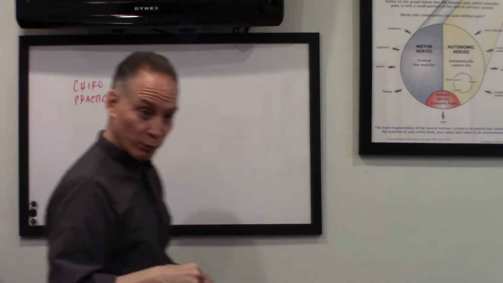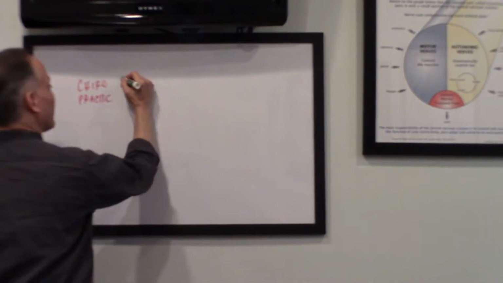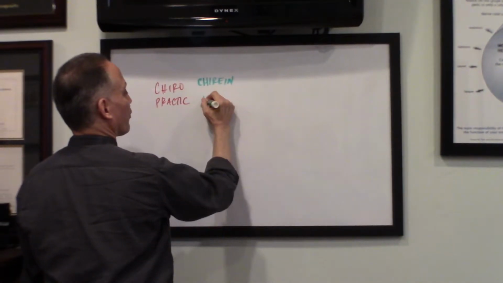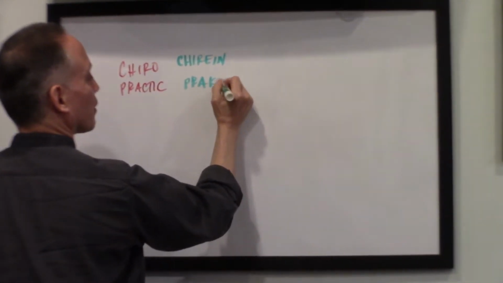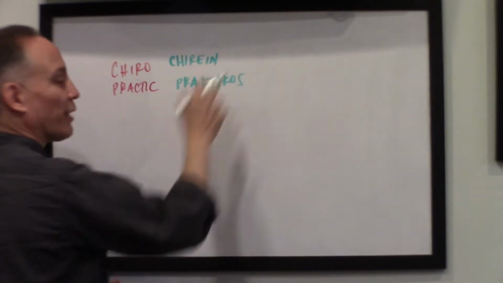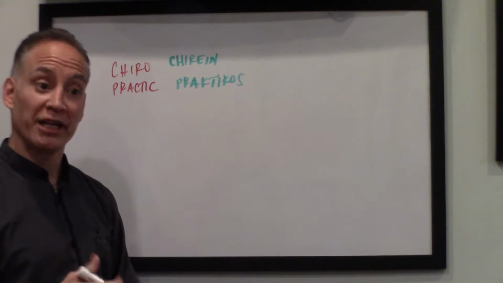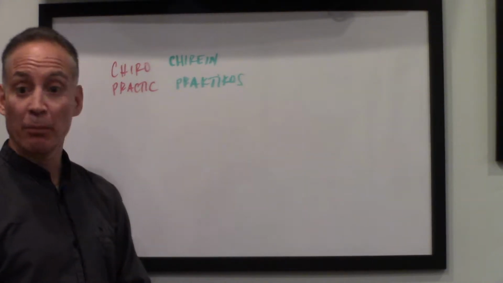comes from a couple of Greek words, which are the Greek chirein and practicos. Chirein being hand, and practicos the practice of, or done by. So the word itself means done by hand.